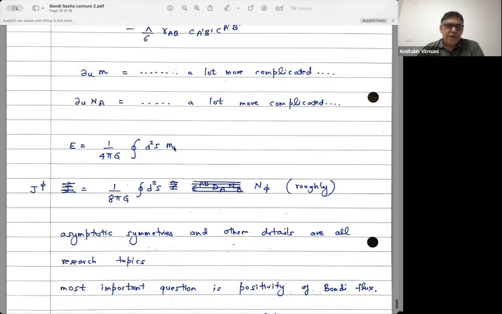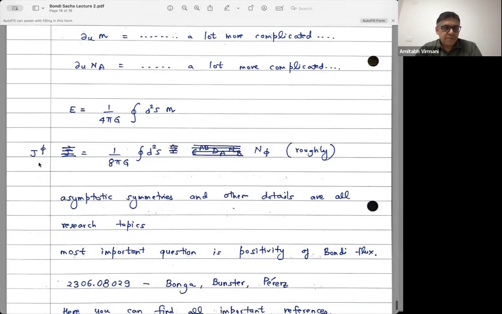Okay, the energy is given by the integral of the mass function. So this is very nice. This is how the mass function is defined, is designed. And similarly, the angular momentum is given by the integral of the angular momentum aspect, but this is roughly true. Again, there are subtleties about the extra terms, and for the extra terms in flat space, there are many papers discussing them. In de Sitter, there are not so many papers. People have not gotten around to discussing the angular momentum physics in de Sitter yet.